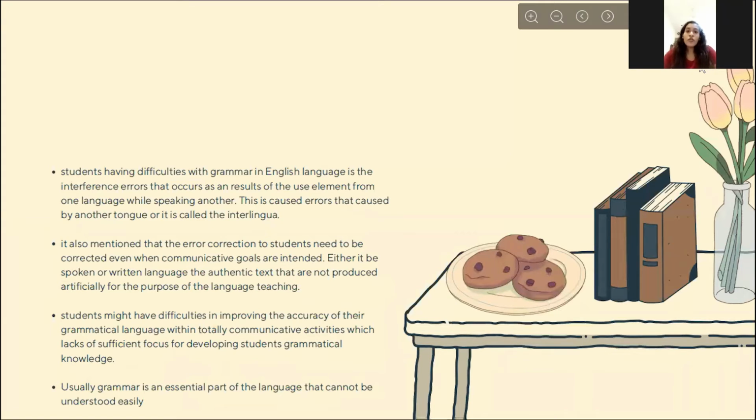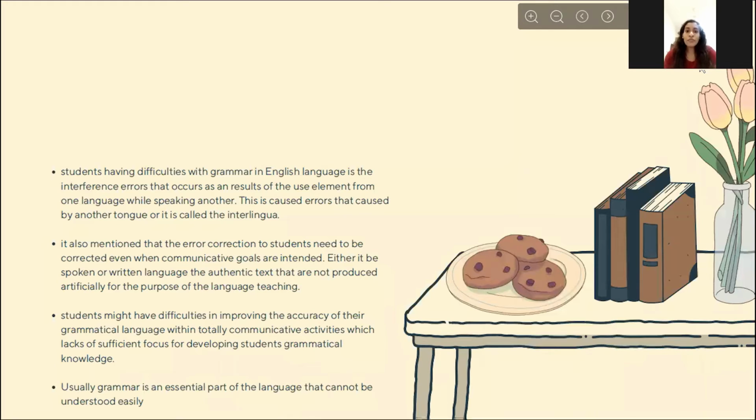So it is also mentioned that errors need to be corrected even when communication goals are intended. So when students communicate without proper grammar, teachers should correct the error on the spot, at that time, so that the student will not repeat the mistake again and they will learn the proper grammar.